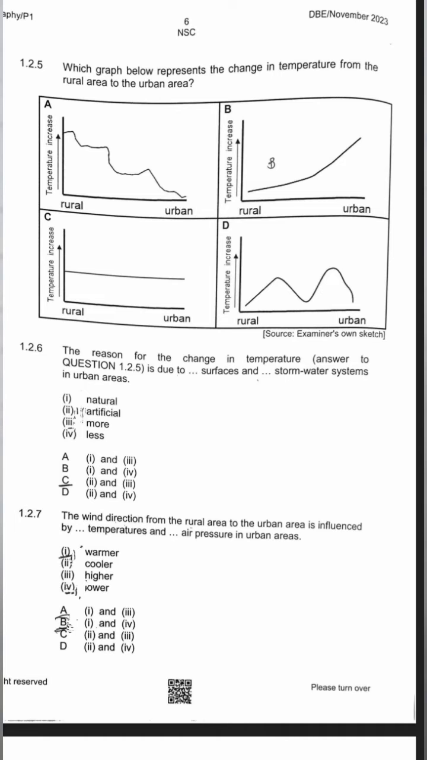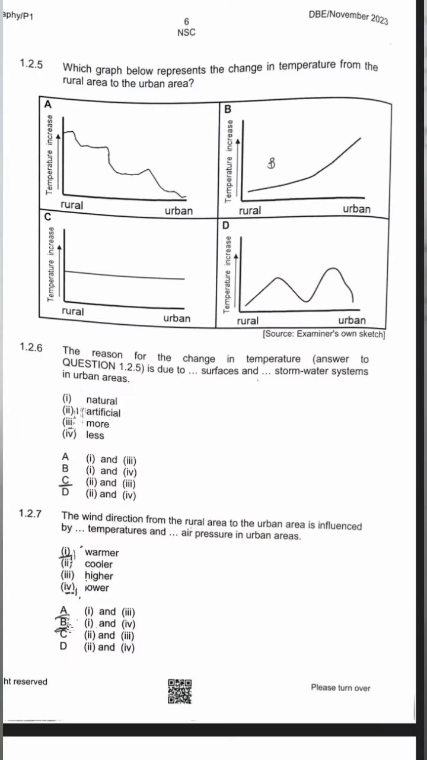And because you have warmer temperatures, air, as I said, rises up, guys. Warm air rises up and it leaves an area of low pressure because it is not pressing against the ground. So it has to be warmer temperatures and lower air pressure. So it is Roman figure 1 and Roman figure 4. That pair you will find at option B. Yes. So 1.2.7 has to be B.